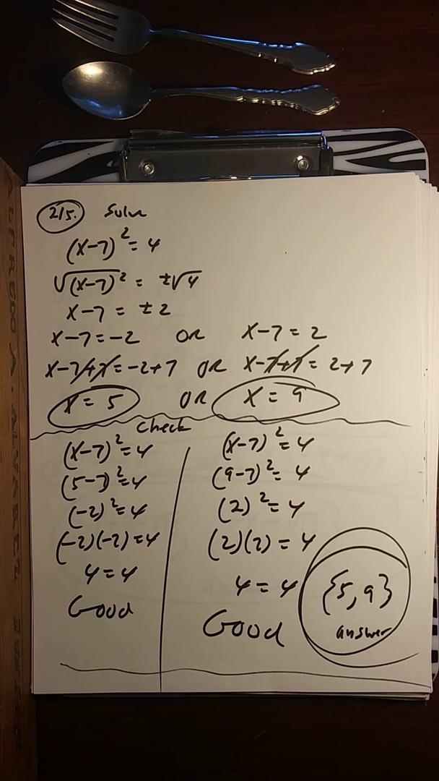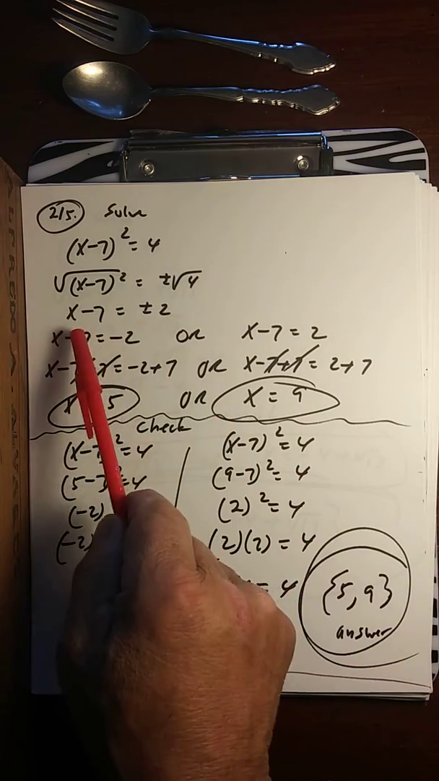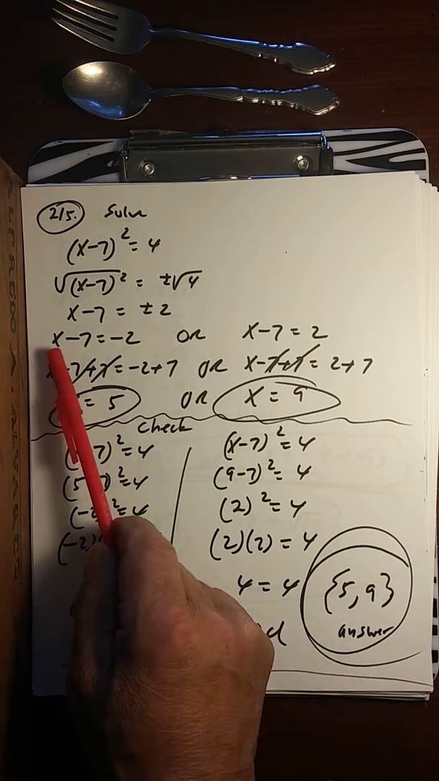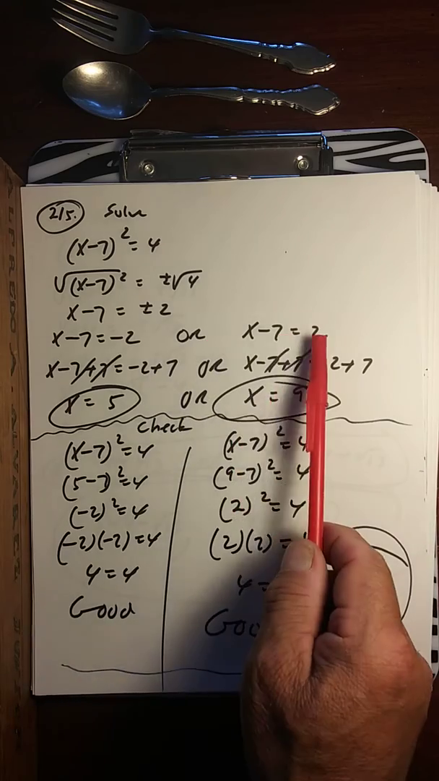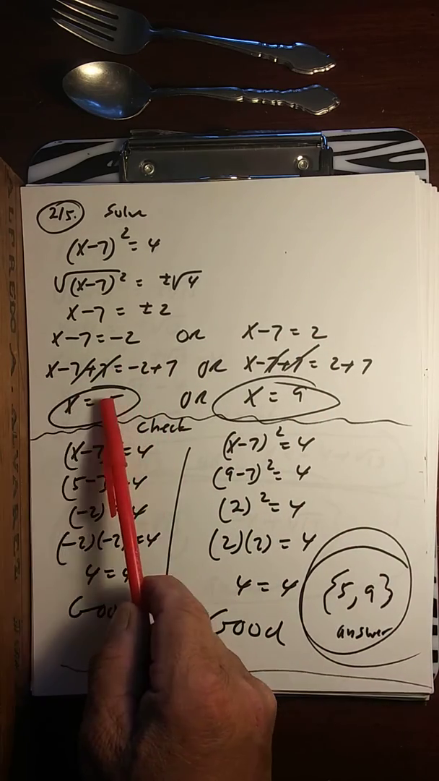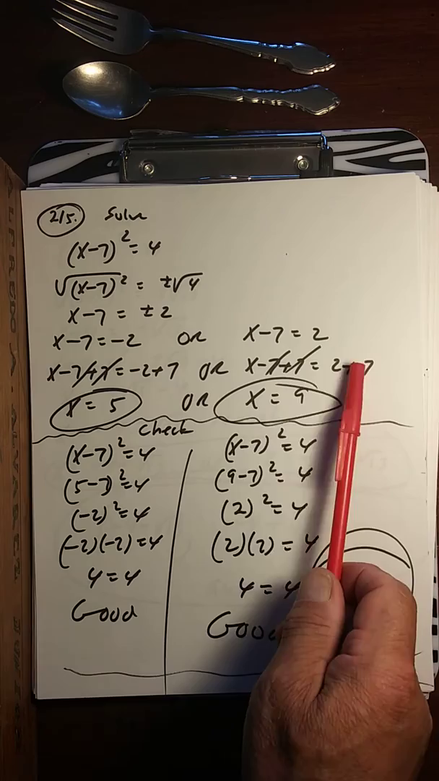This one, you're going to take the square root of both sides. Square root of both sides. So square root of both sides is going to get x minus 7 equals plus or minus 2. x minus 7 is negative 2. x minus 7 equals positive 2. So you add 7, add 7, so x equals 5. Or add 7, add 7, x equals 9.